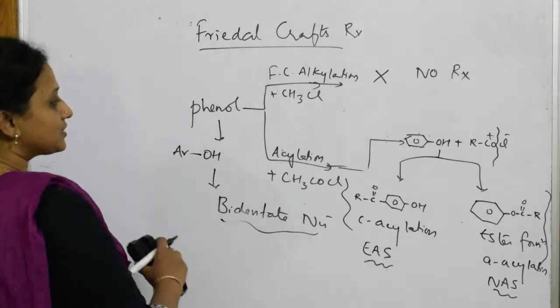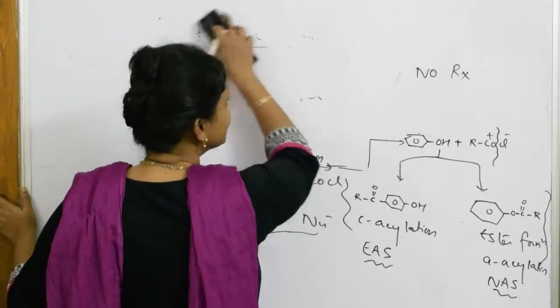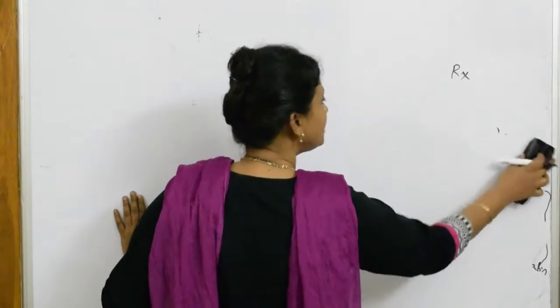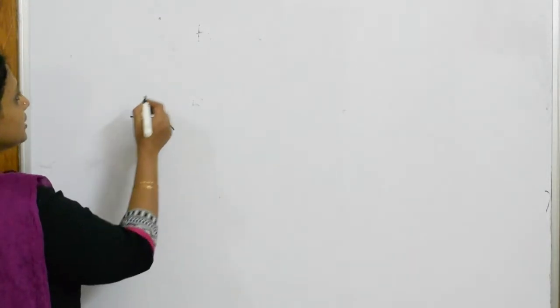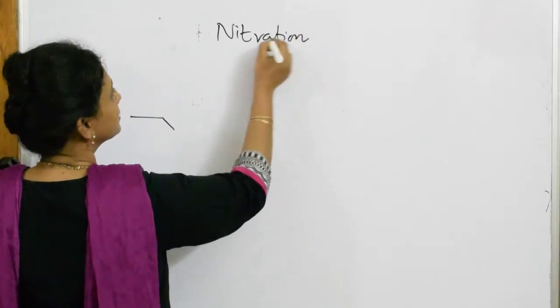Now after this, let us go back and do one more reaction of phenol, that is the nitration reaction. Remember, phenol, as I said, has an OH group. OH is strongly electron donating, and it is going to give me ortho product and para product, correct? Now let us see. Let us write this heading, nitration of phenol, right?